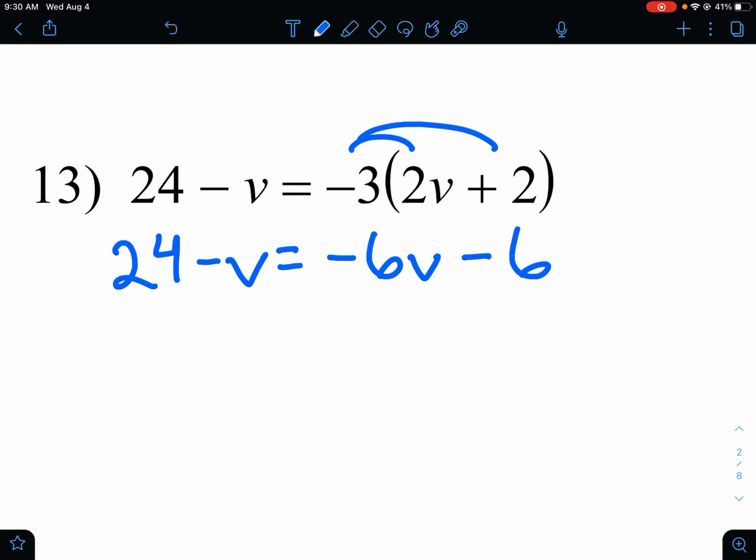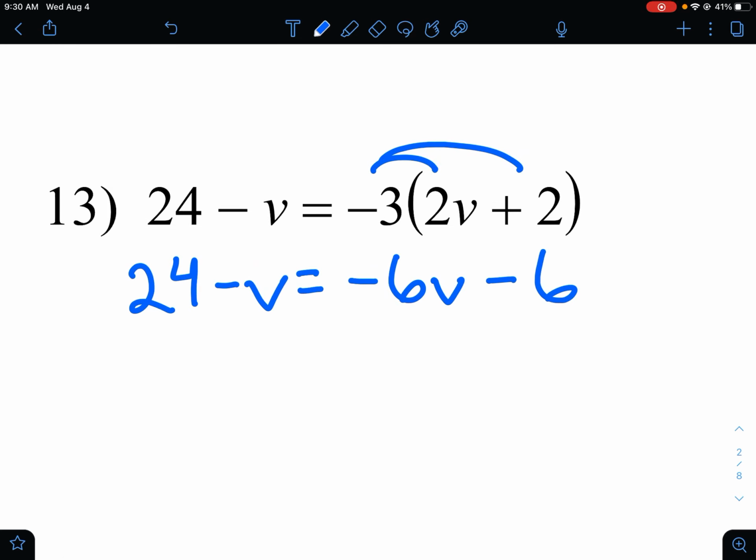Keep in mind, whenever you are jumping across the equal sign, you've got to do the opposite. So in order to bring this -6v over, I have to do the inverse operation. So -6v is going to be +6v. Now, here you are going to combine the two terms with the same variable. You don't want to combine the 24 and the 6 because those are not like terms. Like terms have to have the same variable with the same power.